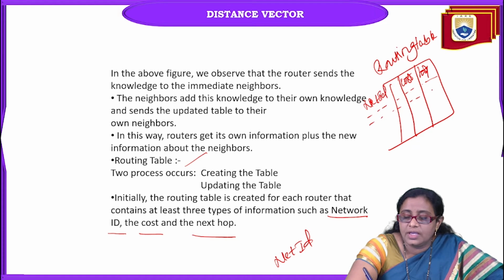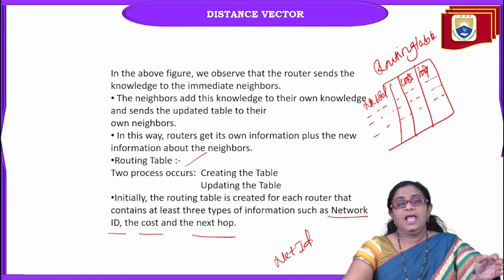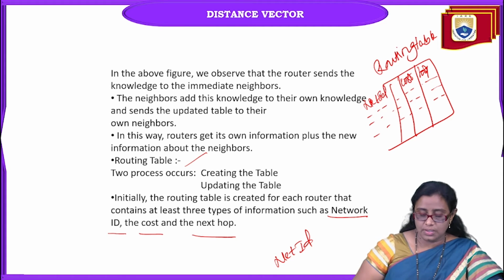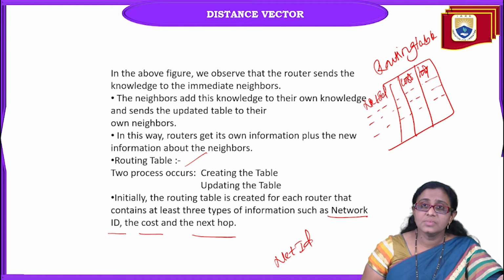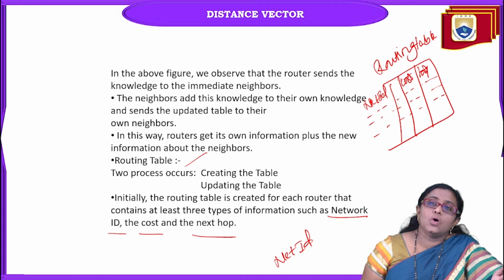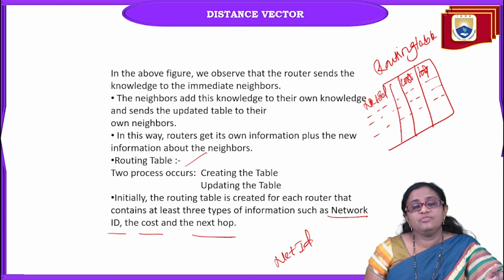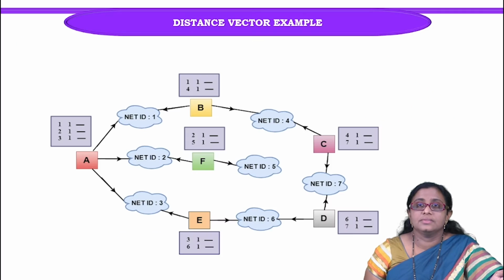All of these travel in parallel, consecutive iterations. Hence, the distance vector algorithm is iterative, asynchronous as well as distributed. In this way, the router gets all its information plus the new information about the neighbors.